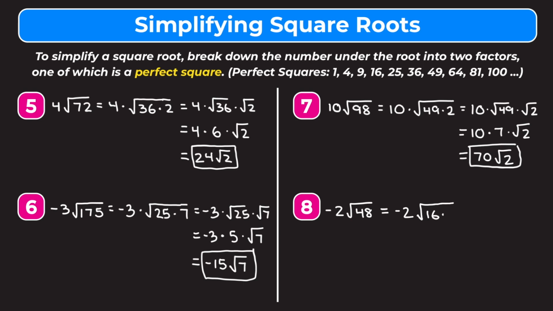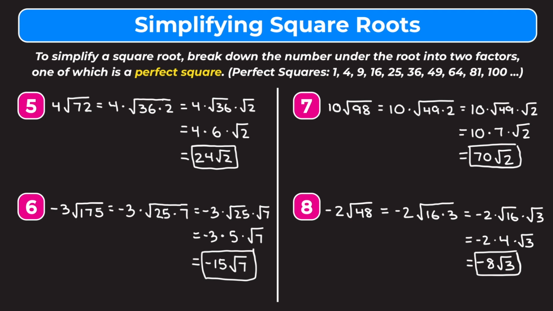So I'm going to break up 48 into 16 times 3, and then rewrite this as negative 2 times the square root of 16 times the square root of 3. And because 16 is a perfect square, I can simplify it. The square root of 16 is 4. So I have negative 2 times 4 times the square root of 3. And negative 2 times 4 is negative 8. So we get negative 8 times the square root of 3 as our answer.